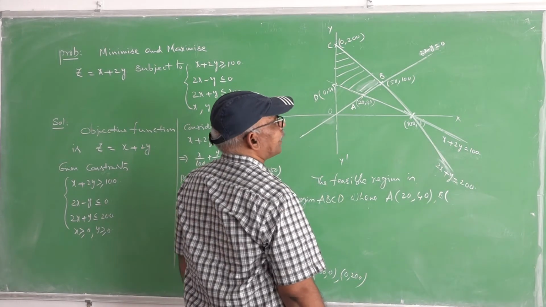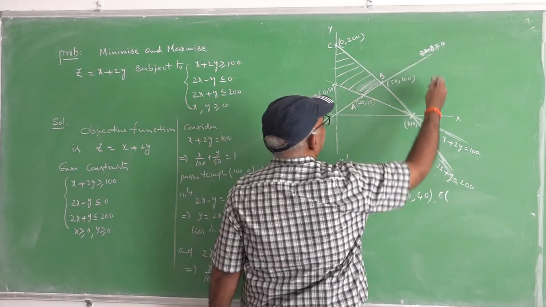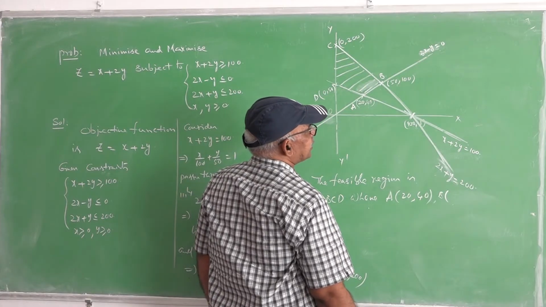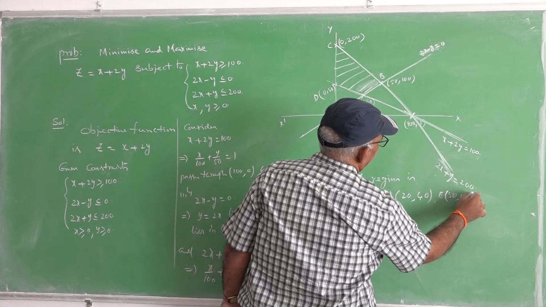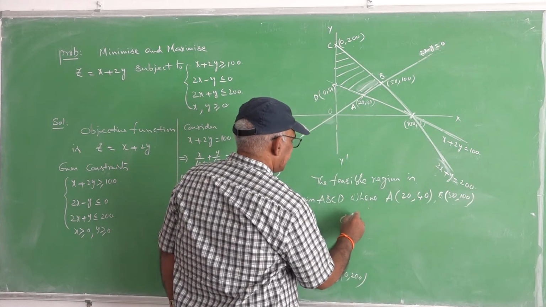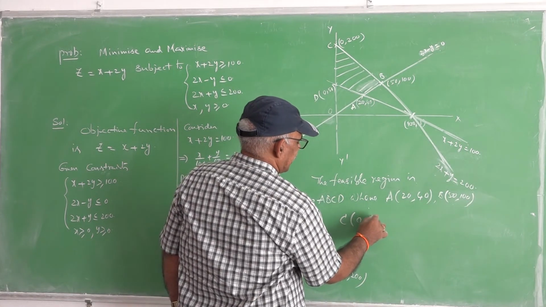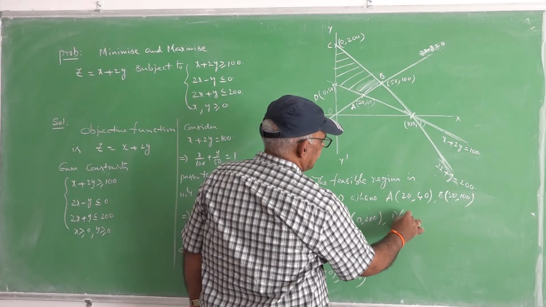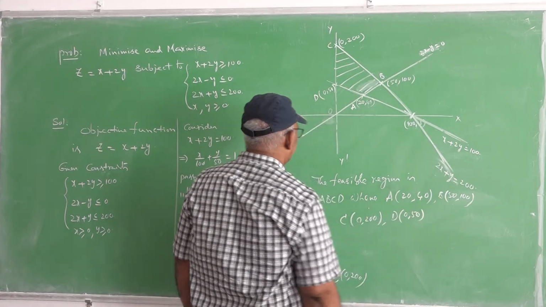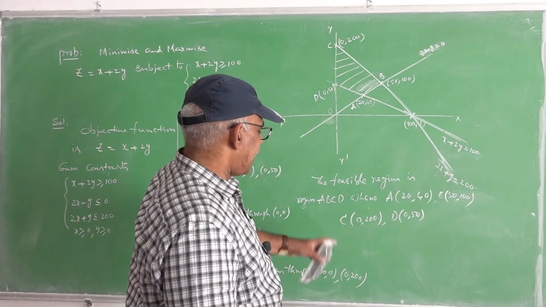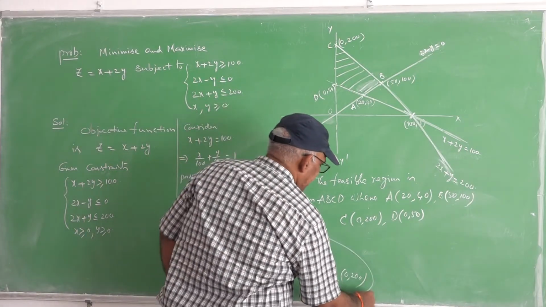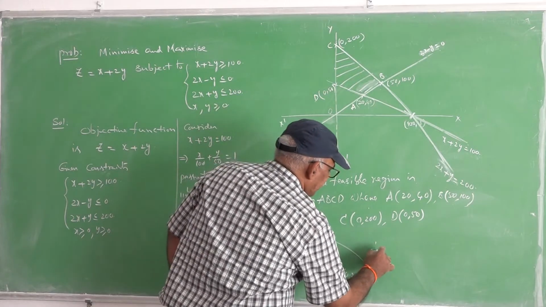B is the point of intersection of 2x minus y equal to 0 and 2x plus y equal to 200. That is (50, 100). And C is (0, 200), and D is (0, 50). Now observe the value of Z at these points because it is a closed region.